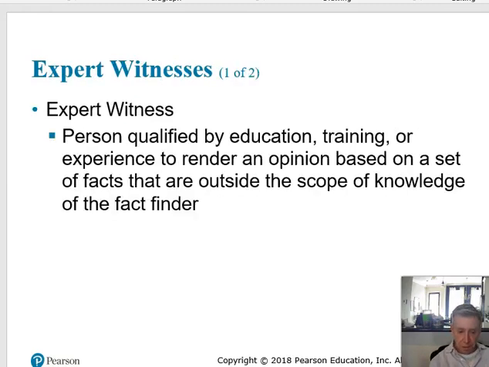So, an expert witness is a person qualified by education, training, or experience to render an opinion based on a set of facts that are outside the scope of knowledge of the fact finder. Okay, that sounds very fancy. Let me put it down into easier terms.